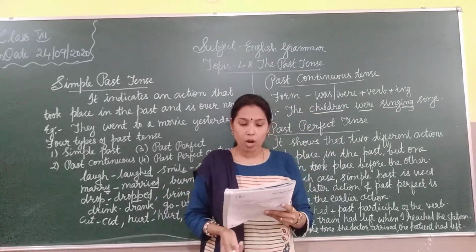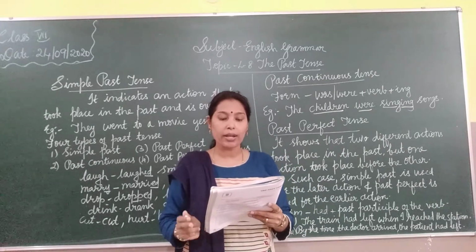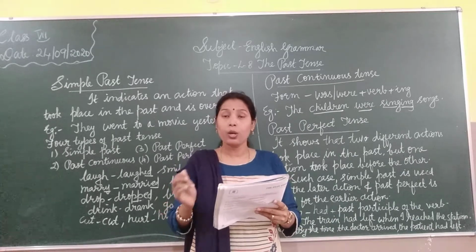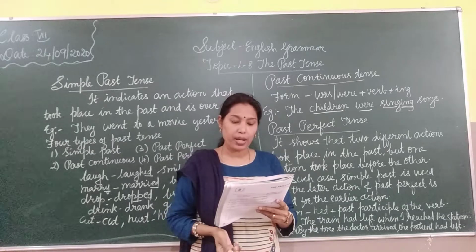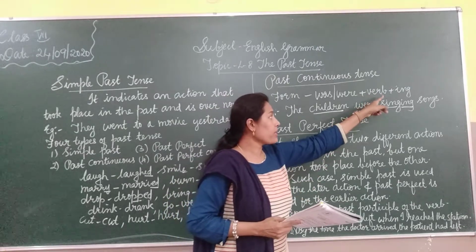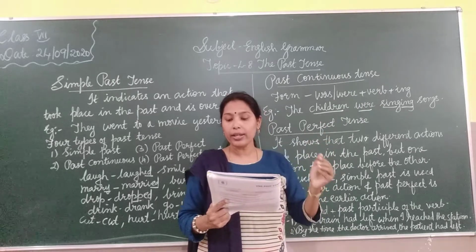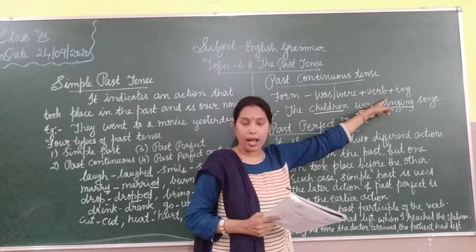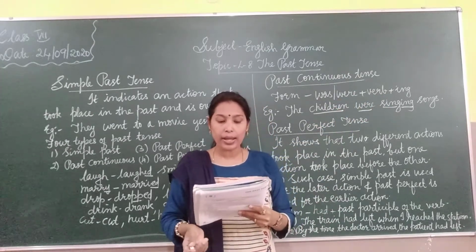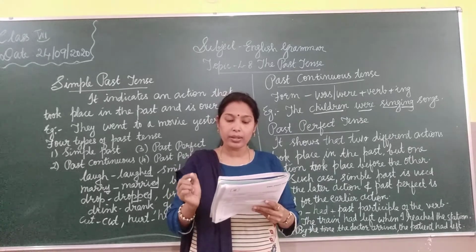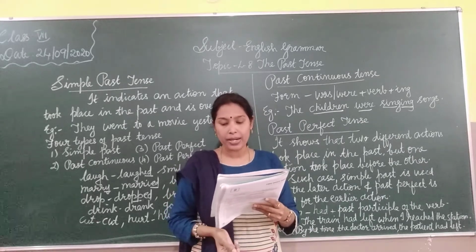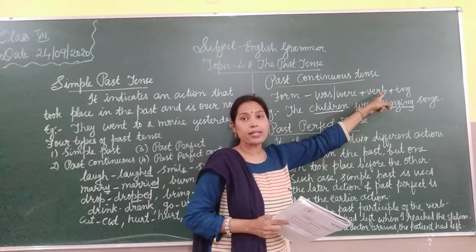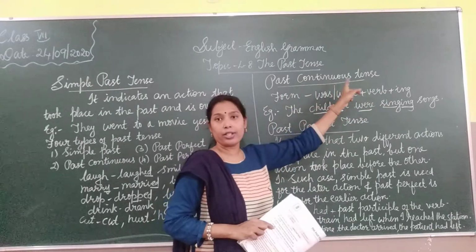The past continuous form of the verb is used with singular nouns and first and third person singular pronouns: I, he, she, it. We have to use was plus the present participle form of the verb, that is verb plus ing. For singular, I, he, she, it, we have to use what? Was. Okay, was plus verb plus ing. With plural nouns and the pronouns you, we and they, were plus the present participle form of the verb. So, for plural nouns we have to use were plus verb plus ing. That is the form of past continuous tense.